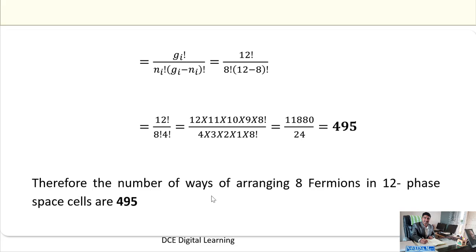Therefore, the number of ways of arranging 8 fermions in 12 phase space cells is 495.